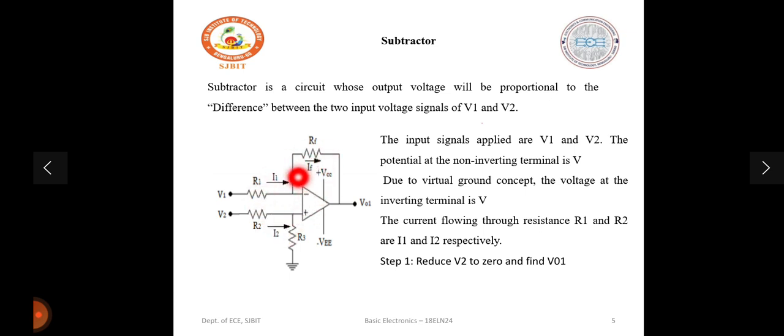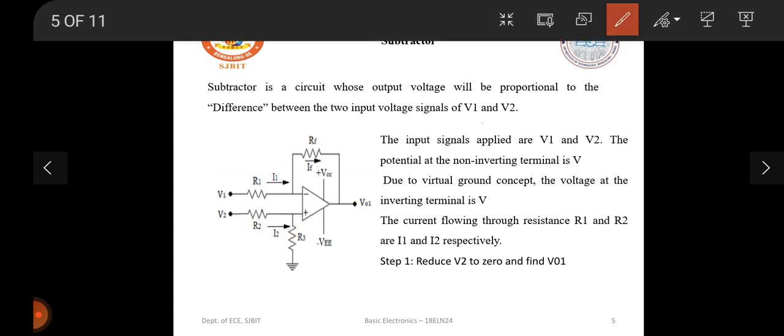Now first, what we are going to do here is reduce the input voltage V2 to 0 to find out my output voltage V01. What we are doing is reducing the input voltage V2 to 0 and finding V01, that is, the output voltage with respect to input 1.